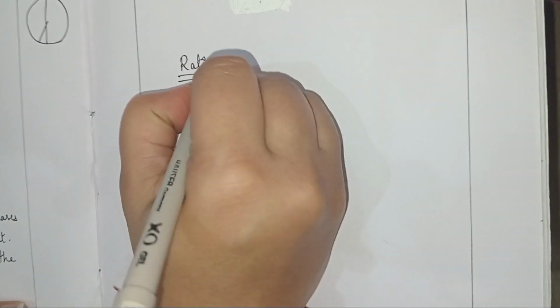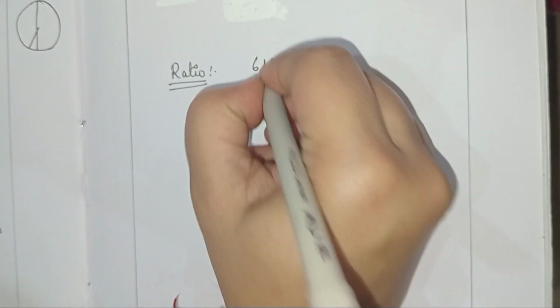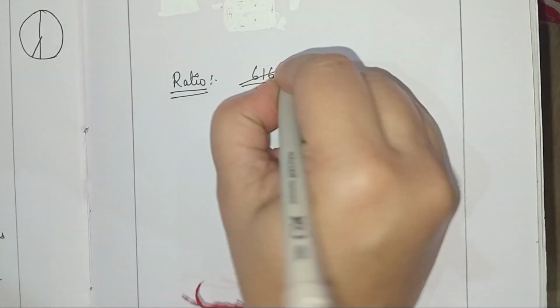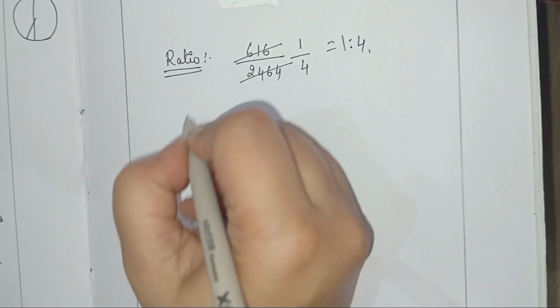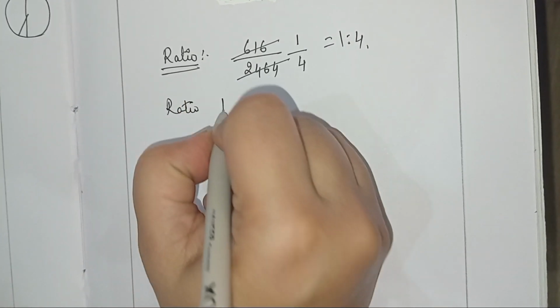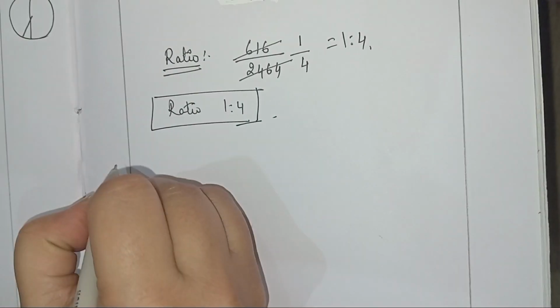Okay, so we're supposed to find the ratio. The ratio is 616 over 2464. When we divide it by 616, it is 1:4. Simply, the ratio is 1:4. This is your answer.